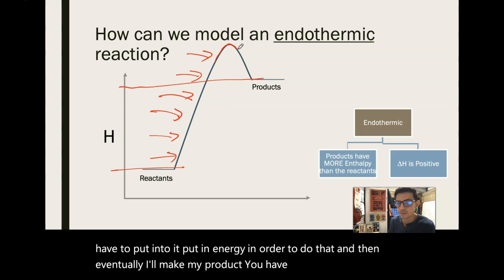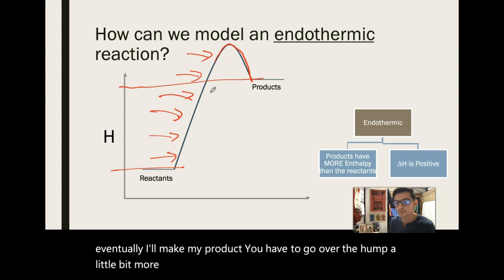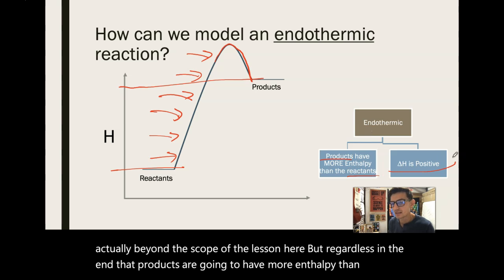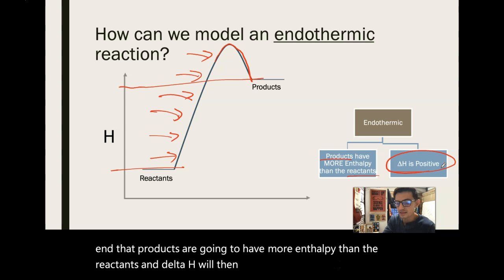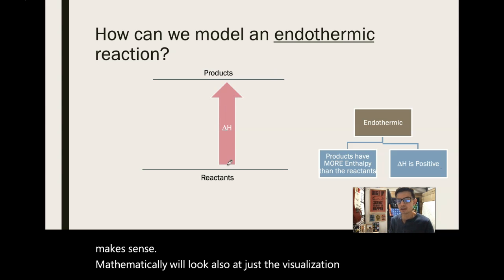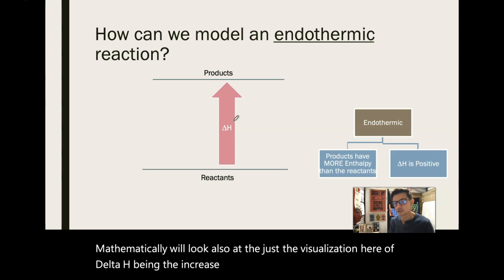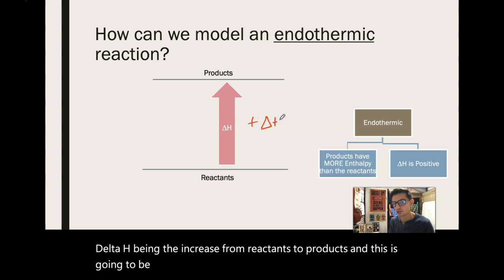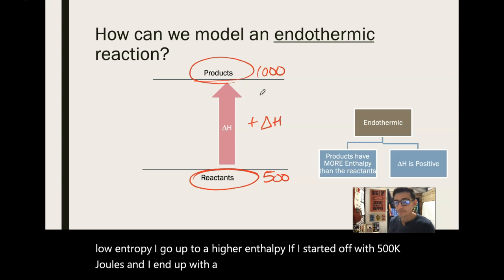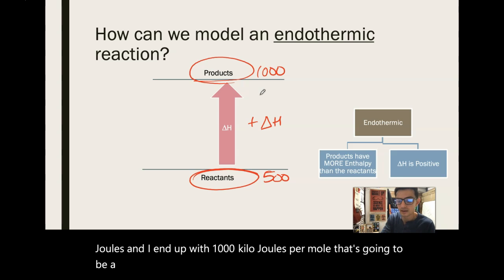You have to go over the hump a little bit more than just going right up to the line, but that's actually beyond the scope of the lesson here. But regardless, in the end, the products are going to have more enthalpy than the reactants, and delta H will then be positive. Let's see how that makes sense mathematically. We'll look also at just the visualization here of delta H being the increase from reactants to products, and this is going to be a positive delta H, obviously, because I start off with a low enthalpy, I go up to a higher enthalpy. If I started off with 500 kilojoules and I end up with 1,000 kilojoules per mole, that's going to be a positive gain of enthalpy.